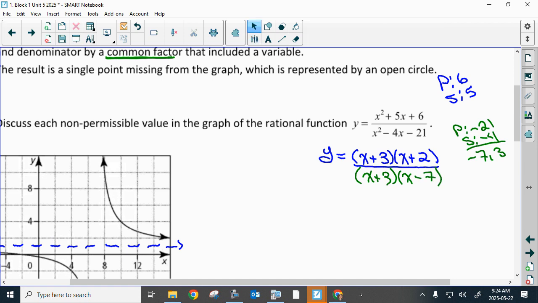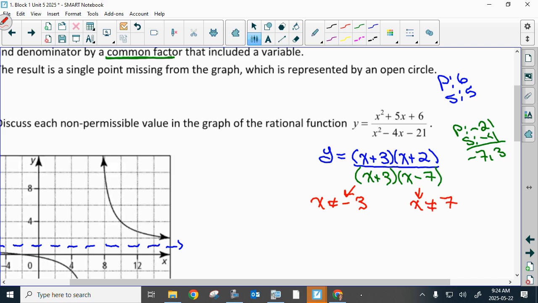Okay, for a second, turn it into a grade 11 question. State your NPV. x cannot equal negative 3. x cannot equal 7. Each of the NPVs is going to demonstrate something different. So I know that x cannot equal negative 3, x cannot equal 7. These factors divide, which means this one is going to give me a point of discontinuity.